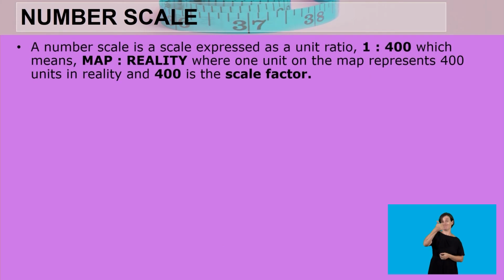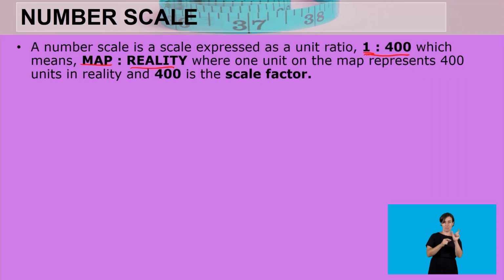Okay, now we get to the number scale. A number scale is a scale expressed as a unit ratio, for example 1:400, or 1:2 something, but it should always be 1 on the left-hand side and another value on the right-hand side, which means map is to reality. The 1 represents what is on the map and the 400 represents what is in reality, where 1 unit on the map represents 400 units in reality, and 400 becomes our scale factor. Why is it a scale factor? Because it is the amount by which we have either reduced or enlarged our drawing.